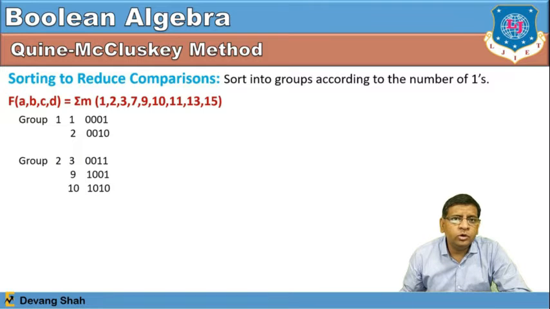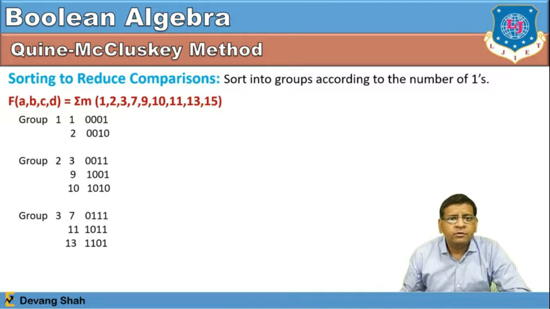In the same way, in group number 2 you can observe the min terms 3, 9 and 10 having two ones in a sequence, right? The earlier group had one 1 in the sequence. In group number 2 with two ones, you can check 3 is 0 0 1 1, 9 is 1 0 0 1, and 10 is 1 0 1 0. In group number 3, the min terms 7, 11 and 13 all have three ones in a sequence. So 7 is 0 1 1 1, 13 is 1 1 0 1, and 11 is 1 0 1 1, right?